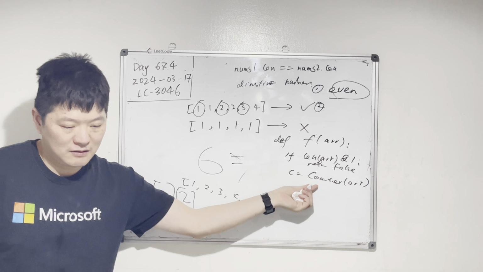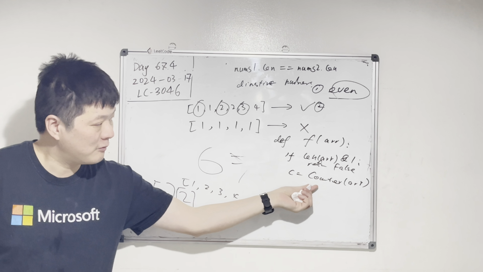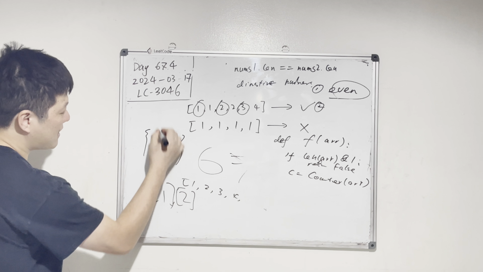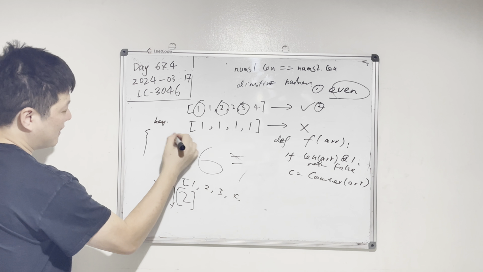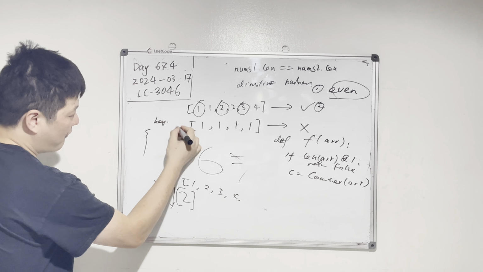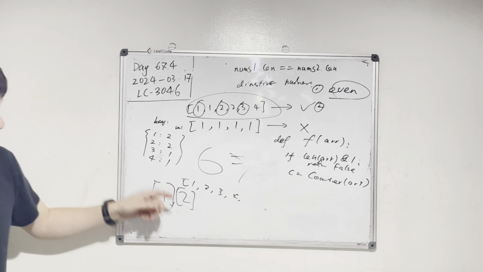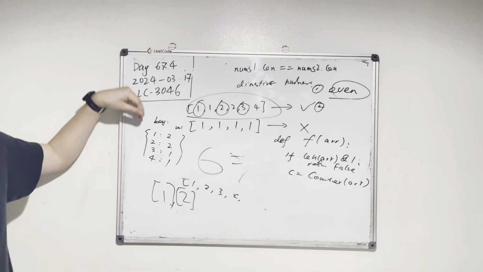This counter iterates over the input array and counts the frequency of each element. So this will give key value pairs. The keys are the elements, the values are the frequency. For example, this one, what does it return? 1 returns 2 times. 2 returns 2 times. 3 returns 1 time. 4 returns 1 time. Enumerate gives the index and the value.